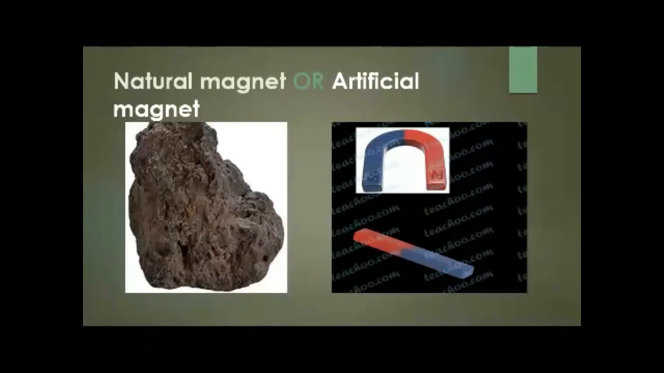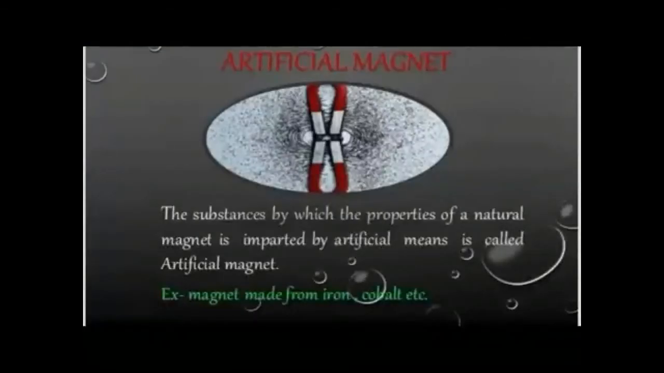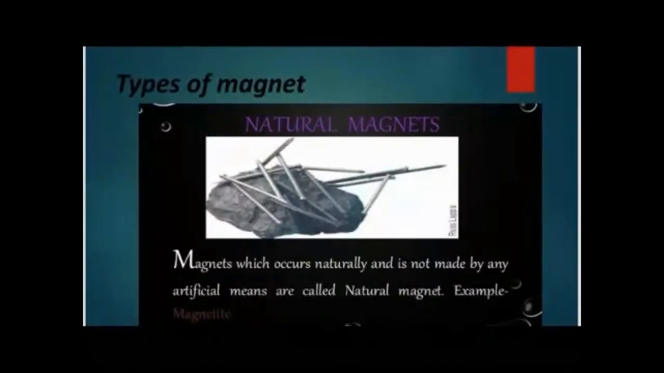So this is about natural magnets and artificial magnets. Kindly take a screenshot of this slide. These are the types. So magnets have two types, natural magnet and artificial magnet.